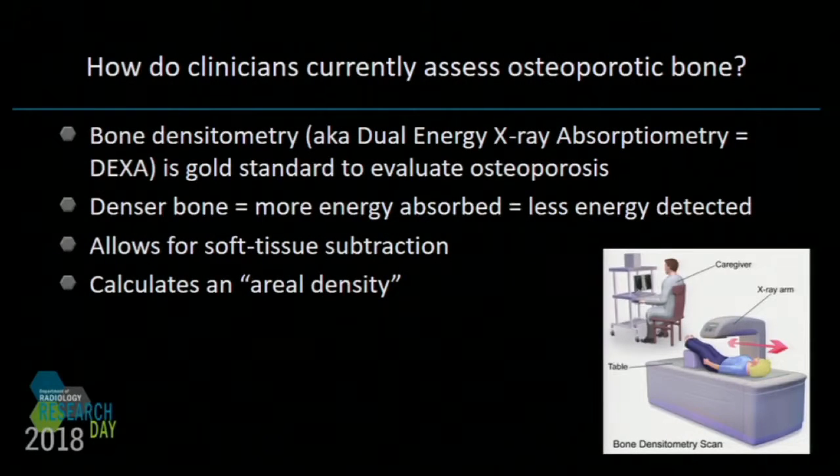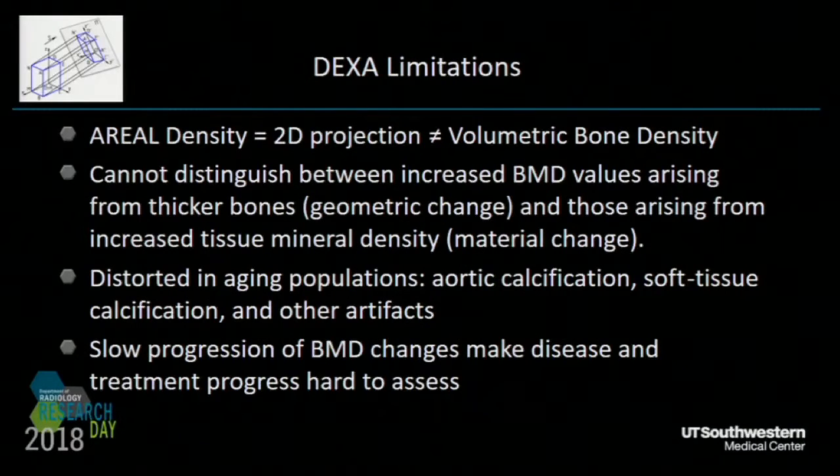So what can clinicians do to assess the osteoporotic state of the bone? Currently, the imaging modality of choice, the gold standard, is the DEXA scan. This gives us an X-ray showing the areal density of the bone, from which we can get a T-score to see if a patient lies in the osteopenic or osteoporotic ranges. However, by nature of being a 2D projection, it's pretty limited. You can't really get the 3D geometry of the bone.